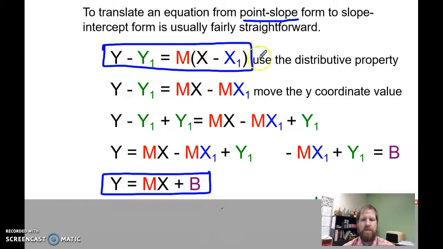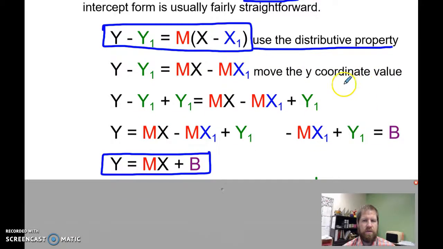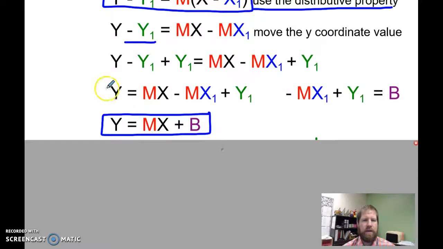The first thing we have to do is use the distributive property on the slope. So m times x and m times negative x1. That's what I've done here. Then we're going to move the y coordinate value. So it's a negative y coordinate value, or negative y1. We're going to add y1 to both sides. And then we come up with y equals mx minus mx1 plus y1.